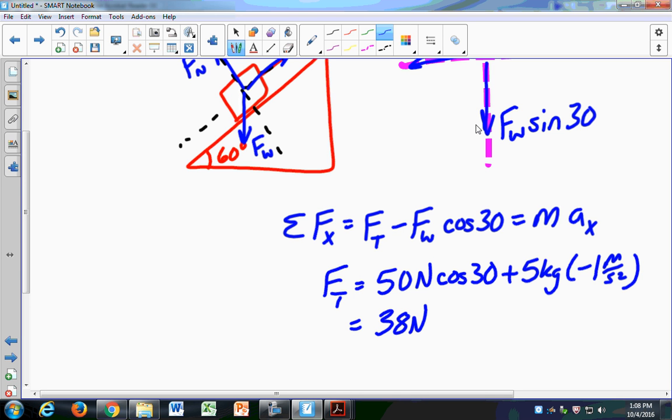So did I do that wrong? 50 cosine 30. Did I get it? Let's see what it is. Okay.